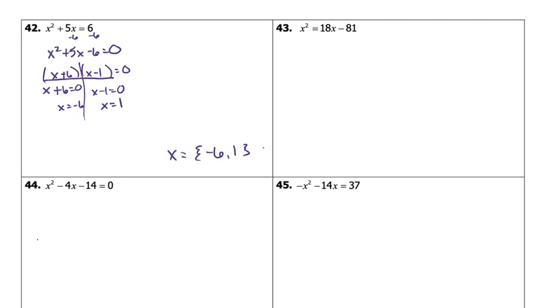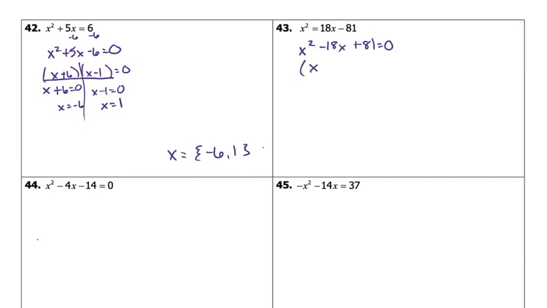Okay, so 43. I got x squared equals. Now, it seems like the x squared would go over and make it easier, but I want to keep it positive, so I'm actually going to move everybody else over to the x squared. So I'm subtracting the 18x to the other side, and I'm adding 81. I'm going across the equal sign. I'm looking for numbers that multiply to 81 and add to -18.